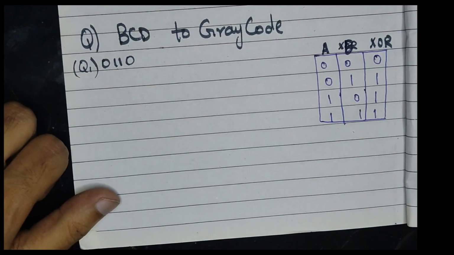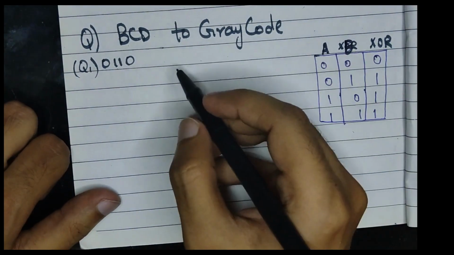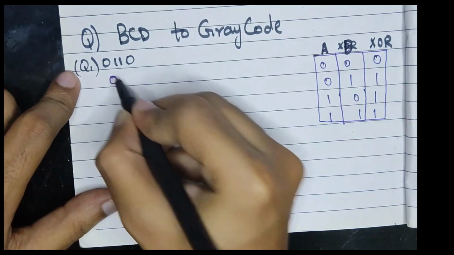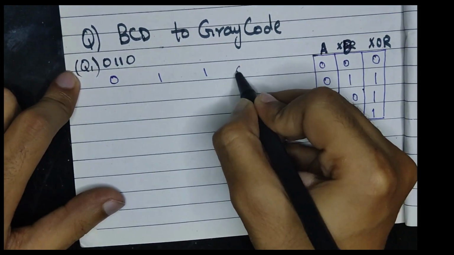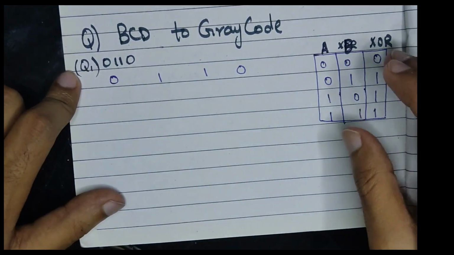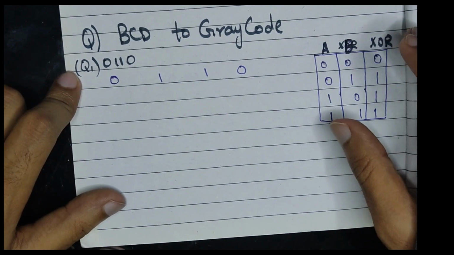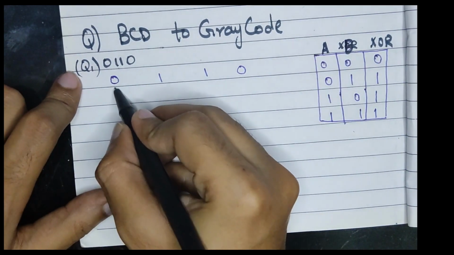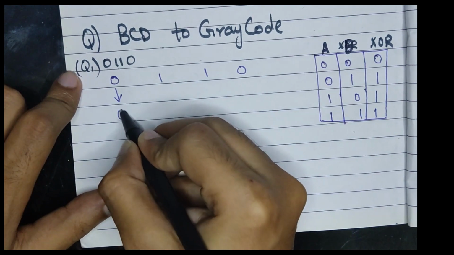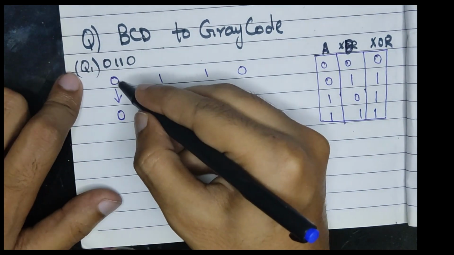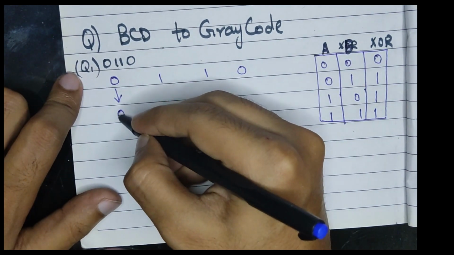In this video we are going to convert this BCD to Graycode. So for this, first we split these BCD here. We check this XOR table. So in the first place, this goes here. So this 0, always the first digit comes as it is.